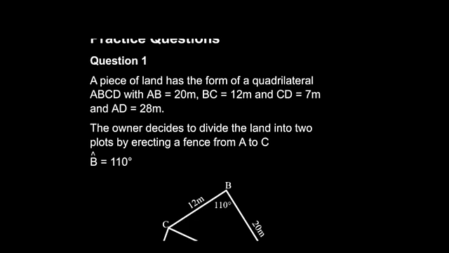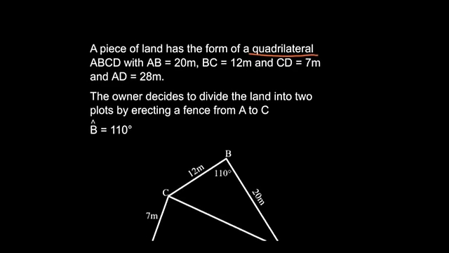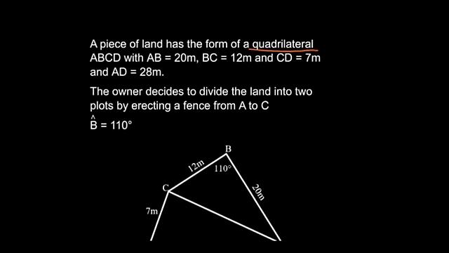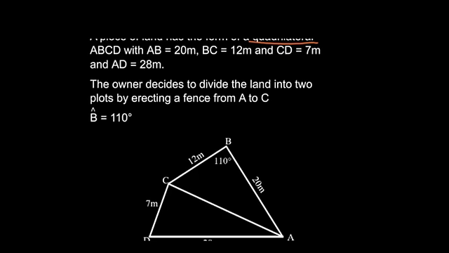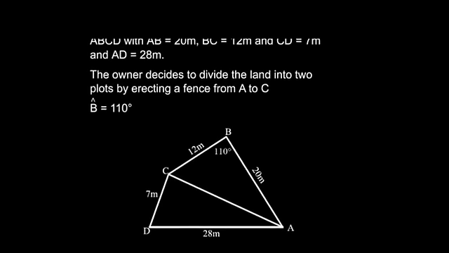It says a piece of land has the form of a quadrilateral. Remember, that means it's a four-sided shape. With A, B, C, D, that's the name of the quadrilateral. And they give us the dimensions of the sides of the quadrilateral. We're told that AB is 20, BC is 12 meters, and CD is 7 meters, which is there, and AD at the bottom there is 28 meters. Okay, so this here is a piece of land.